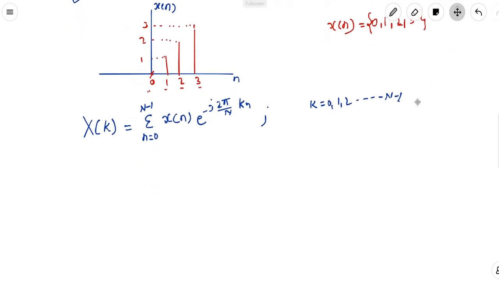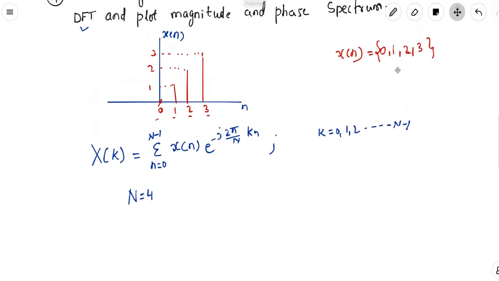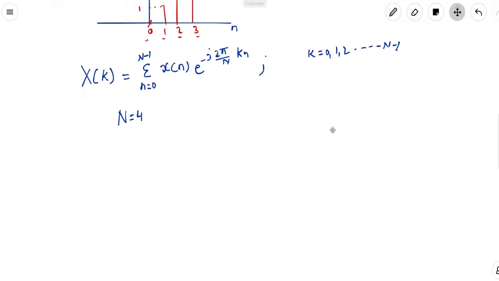Now this equation I will take in the form of the twiddle factor so that it is easy to calculate. Otherwise, for every equation I have to use Euler's formula. How much is N here? N is equal to 4. In the problem it has not been given that N is equal to 4, but from these values I can find out that N is equal to 4. So now I will substitute in this equation. This becomes summation n is equal to 0 to 3, as it is N minus 1, of x of n.